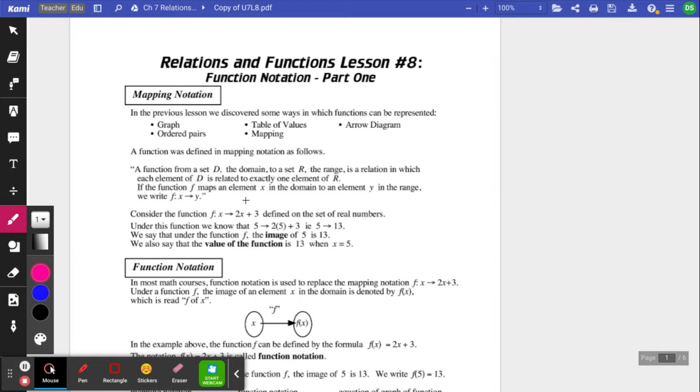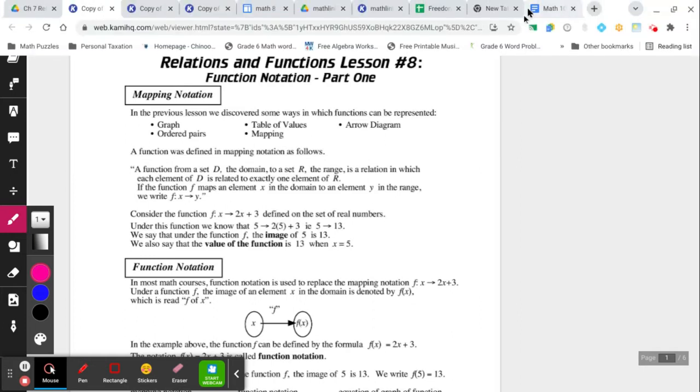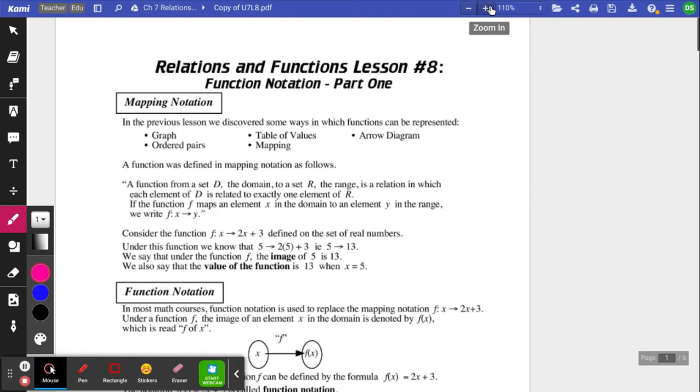Is there a test to discover if something is a function? Do you remember that test? The vertical line test. Explain that. What is the vertical line test? So we have a picture. Well, not necessarily a picture, you could make a picture.